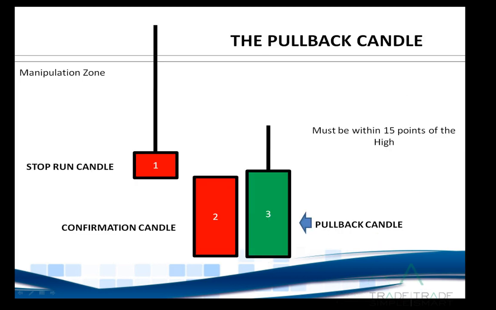So in this example, we have the stop run candle labeled as 1. We have the confirmation candle down, which closes within its 1/3 region. And then we have our third candle, which closes within 15 points of the high, and also, as you can see, returns to the body of the stop run candle.